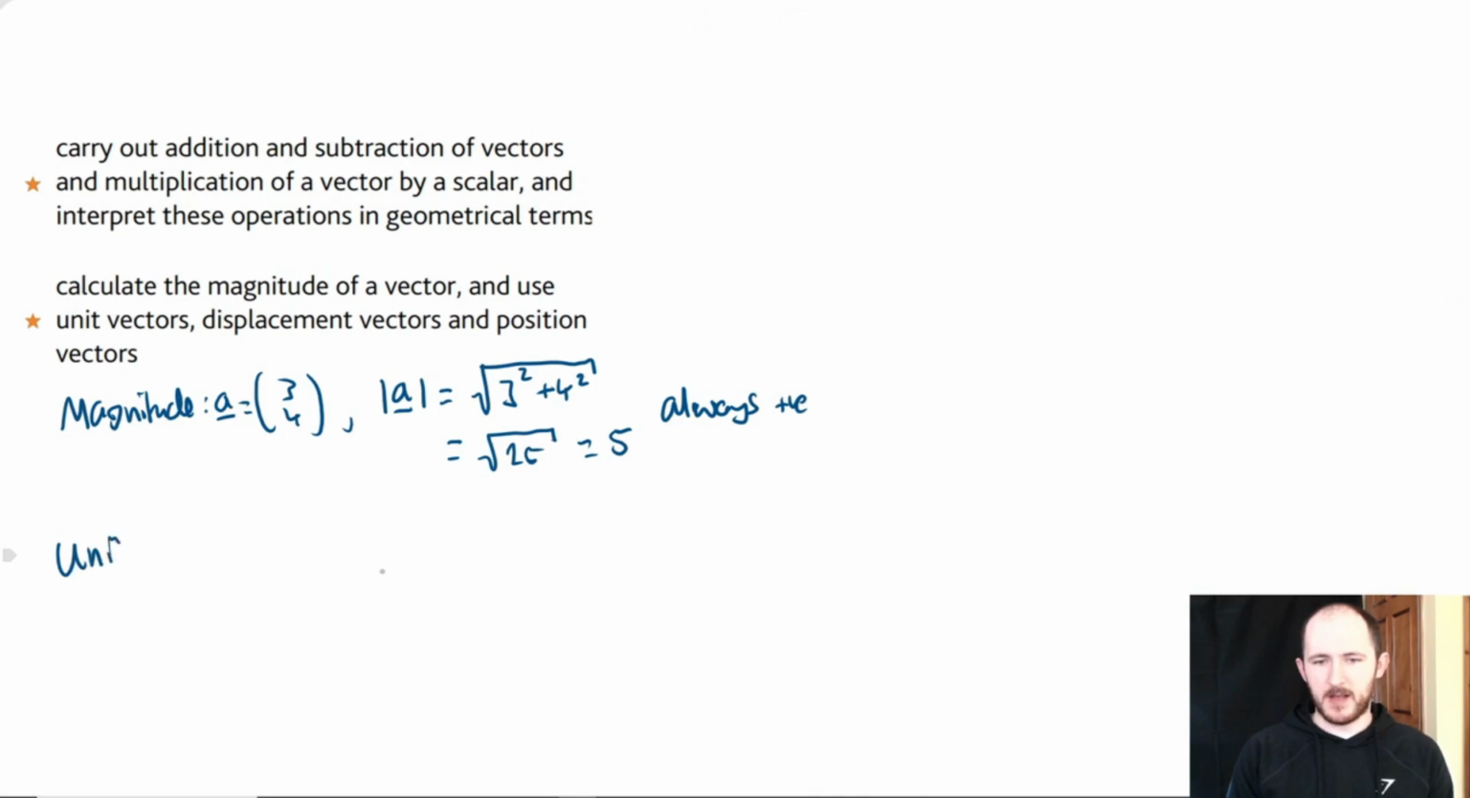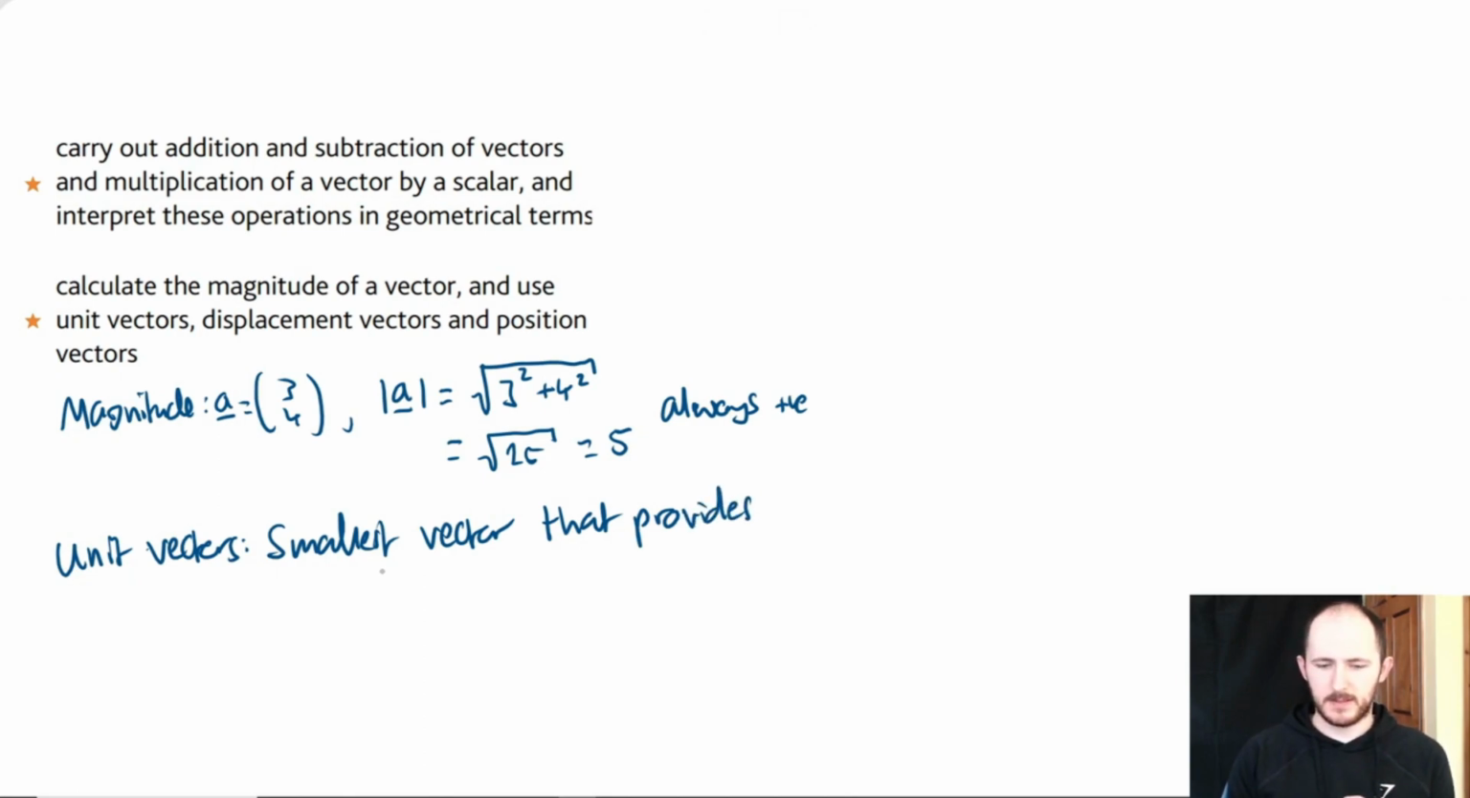The next thing I'll talk about is unit vectors. I did mention them earlier, but you also need to be able to work them out, but it's not too tricky. Essentially, a unit vector is just the smallest vector that provides a direction. I mentioned earlier that i, j, and k are the smallest vectors that provide direction in the x, y, and z axes respectively.